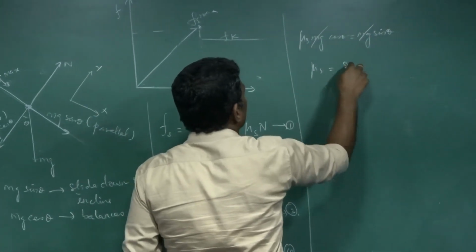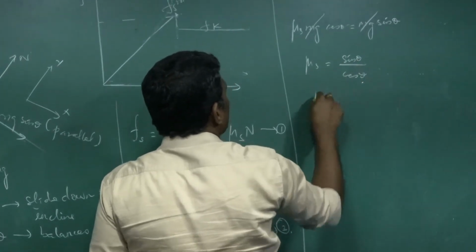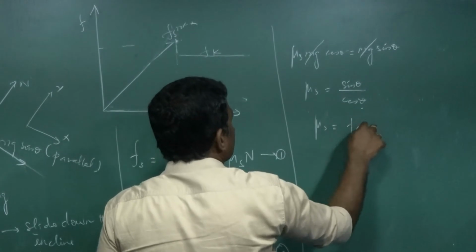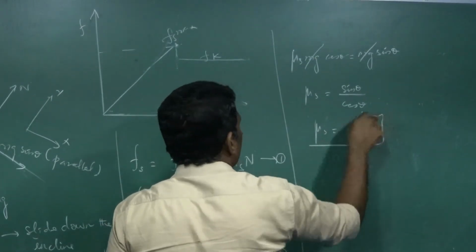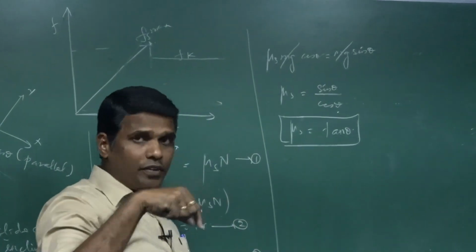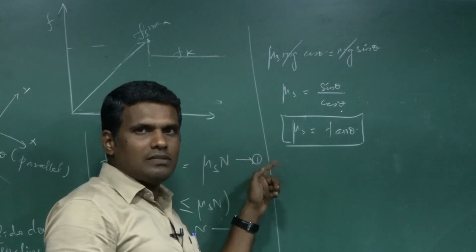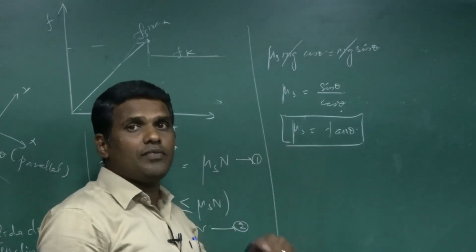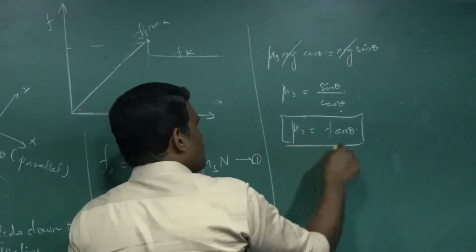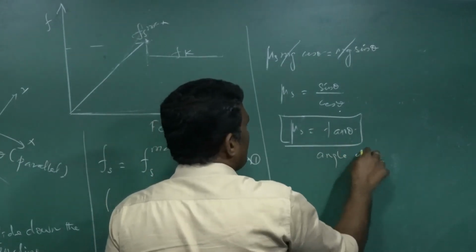Mu s is equal to sin theta divided by cos theta. So I can write mu s is equal to tan theta. For angle of friction also, we saw the coefficient of static friction is equal to tangent of the angle of friction. So this is the expression obtained for angle of repose.